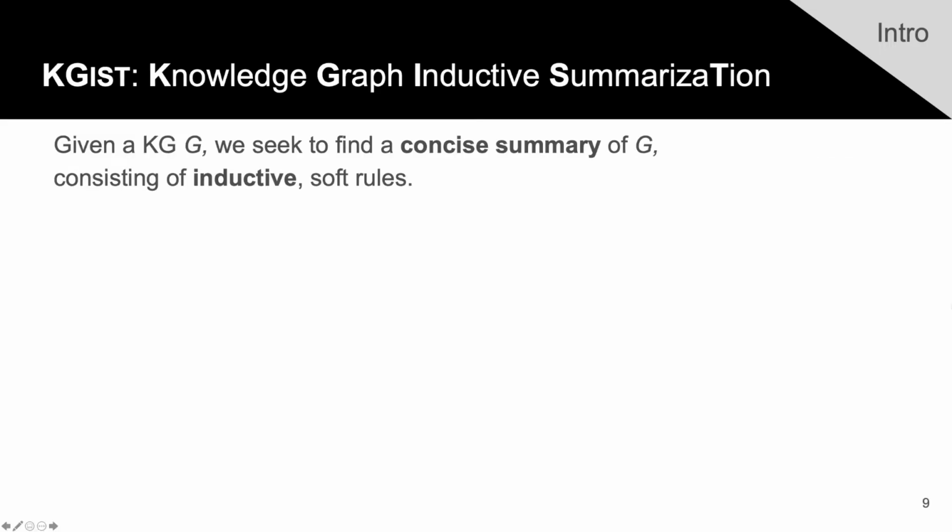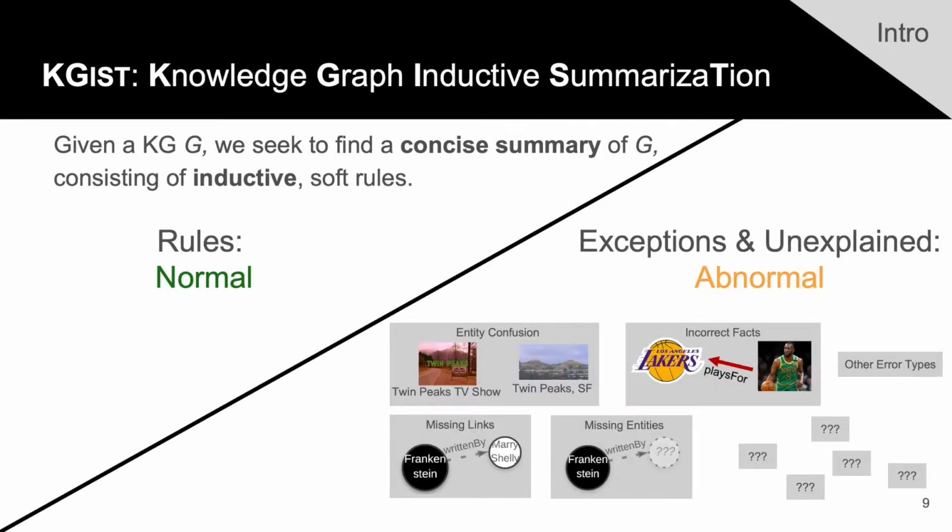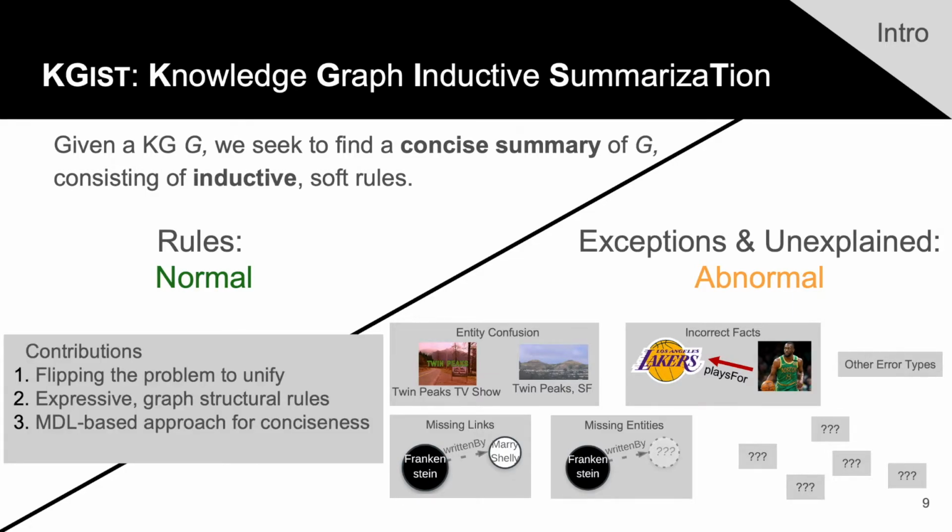We call our problem formulation knowledge graph inductive summarization, or KGIST for short. It states that if we're given a knowledge graph, which we'll call G, we would like to find a concise summary of that graph G, and we would like the summary to consist of inductive soft rules. These rules will then serve as our description or summary of what is normal. And it allows us to identify what is abnormal as the exceptions to the rules and the things that the rules leave unexplained.